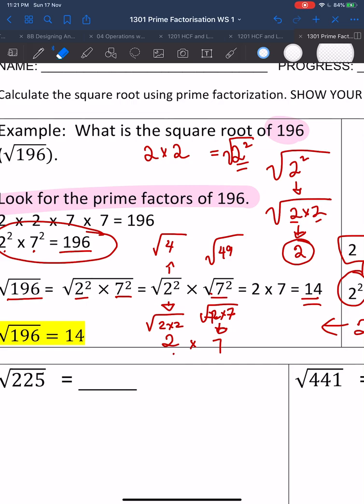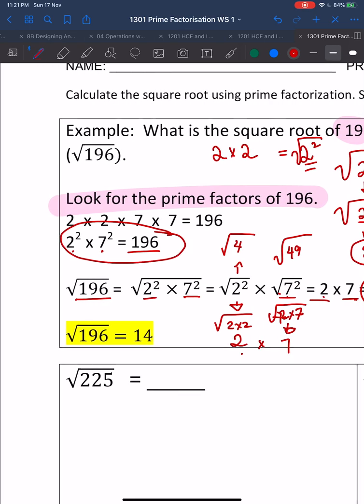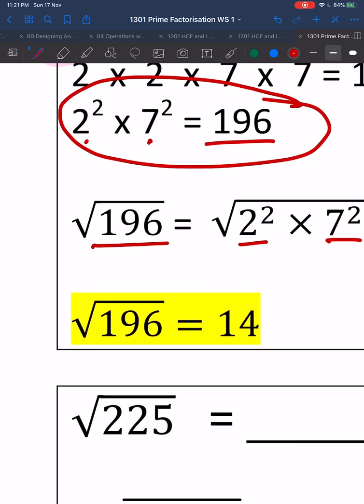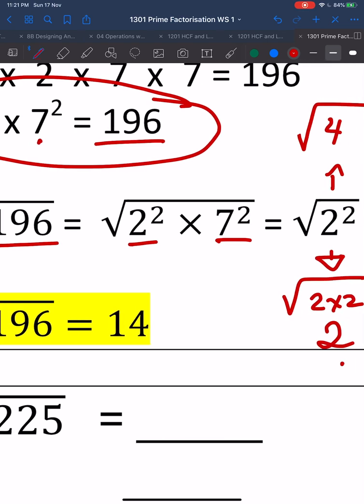Same with 7 squared. So that when we simplify this, we end up with 2 times 7. Because the square root of 2 squared is 2. The square root of 7 squared is 7. So 2 times 7 is 14. So that means the square root of 196 is 14. That means if I multiply 14 by itself twice, okay, 14 times 14, I would get 196.